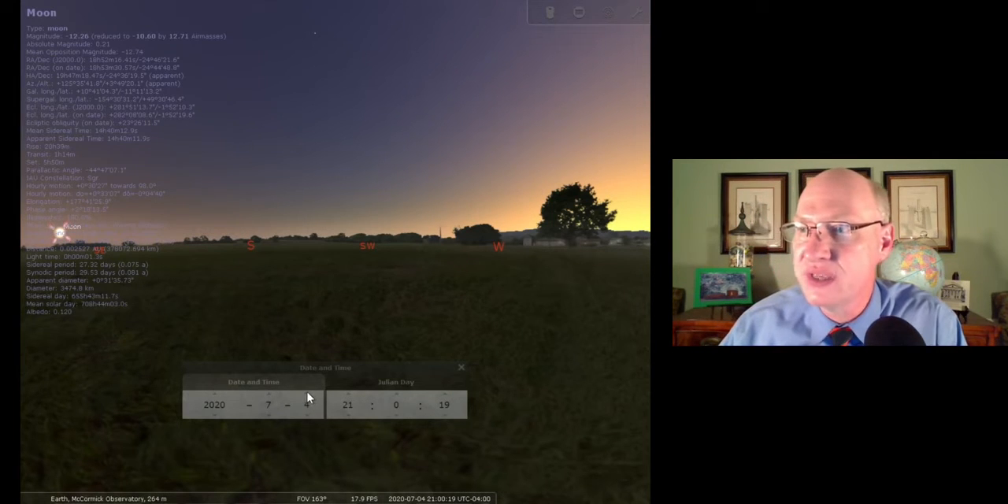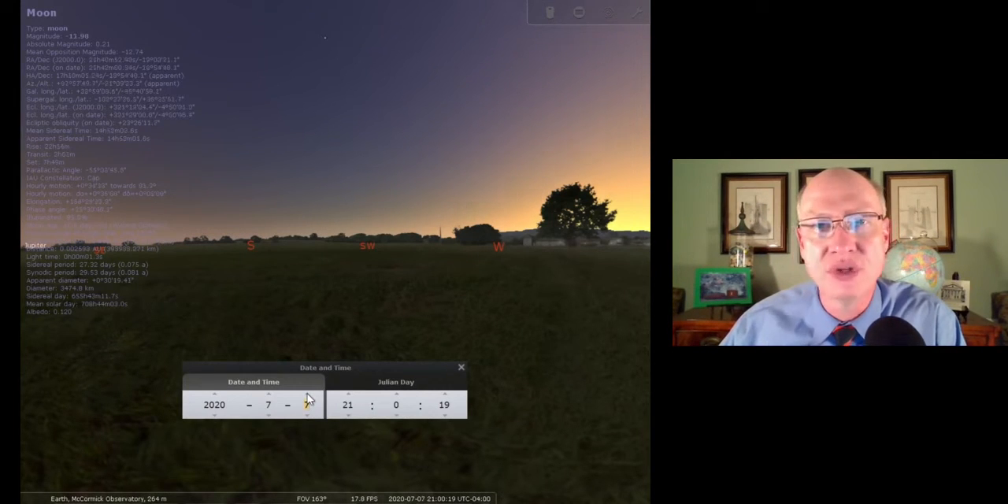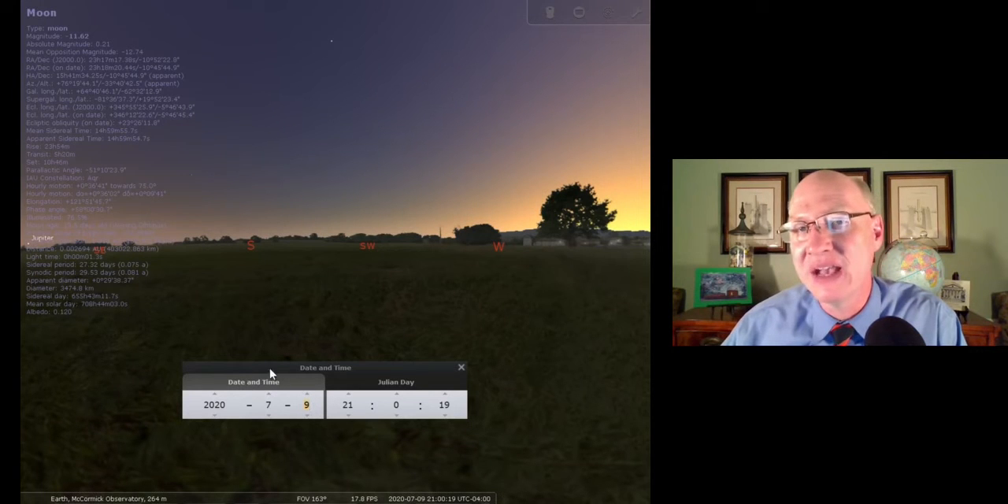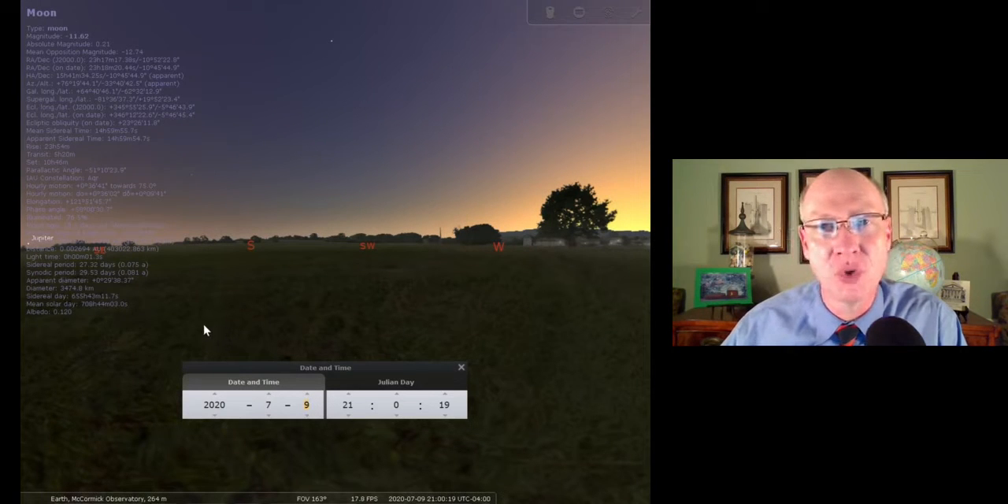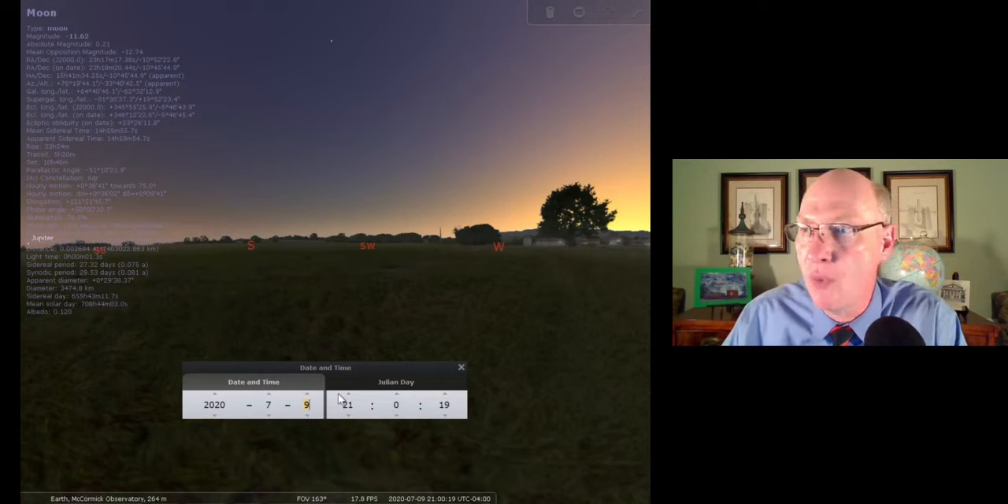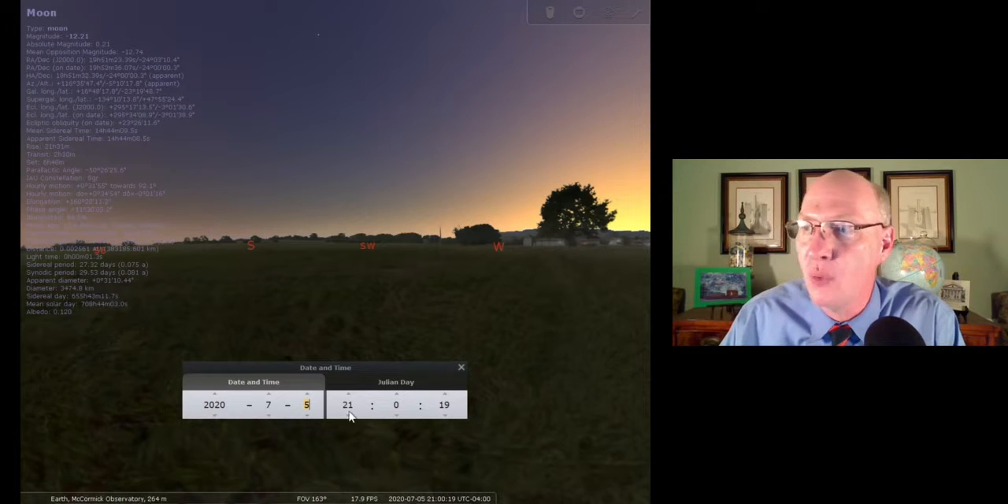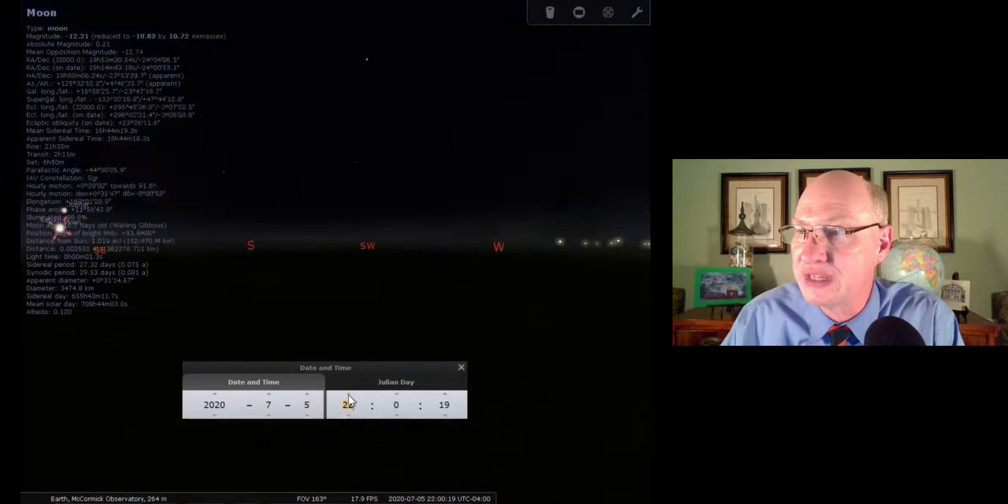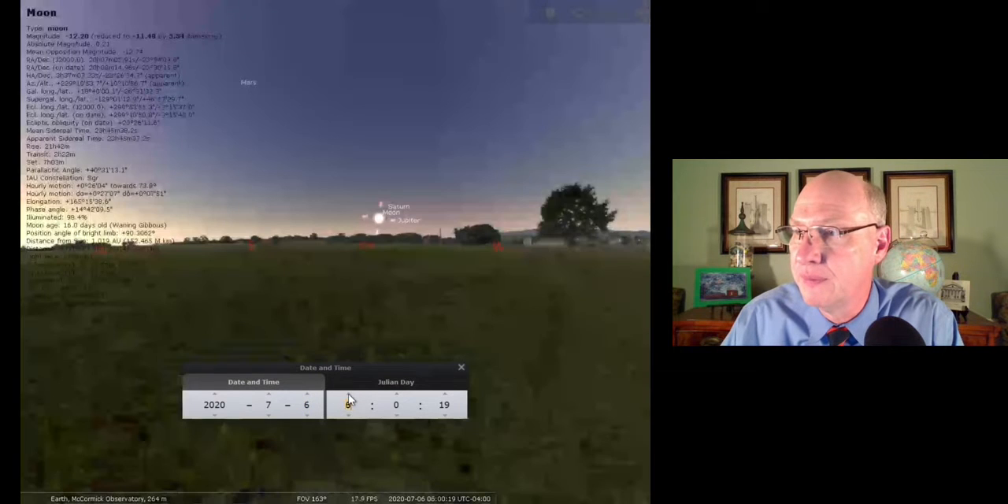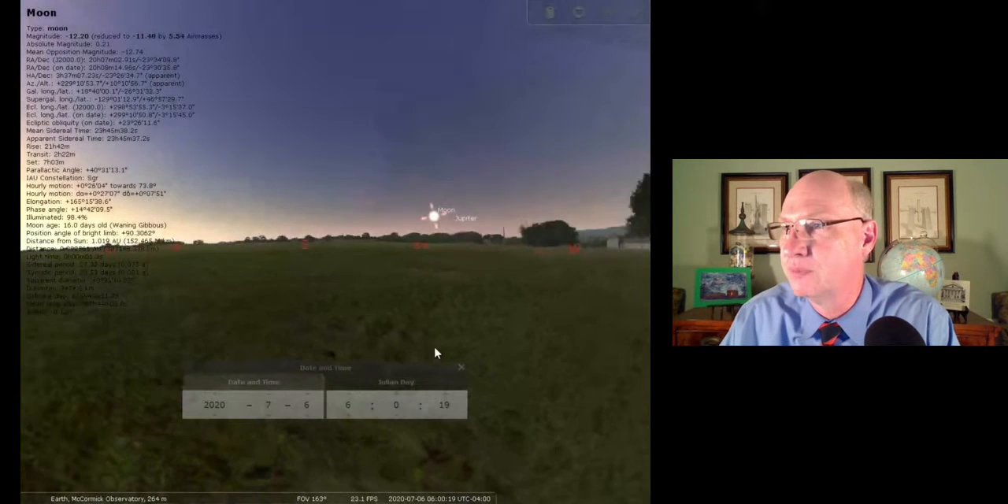Now, if we continue this to the 5th, 6th, 7th, you'll notice that the moon is gone. And that's because in order to see it, we're going to have to switch over to the morning hours. Now the moon doesn't rise until later in the evening, and it's not visible until the morning hours. So going back to the 5th right here, we can change from sunset over to sunrise right there, okay?